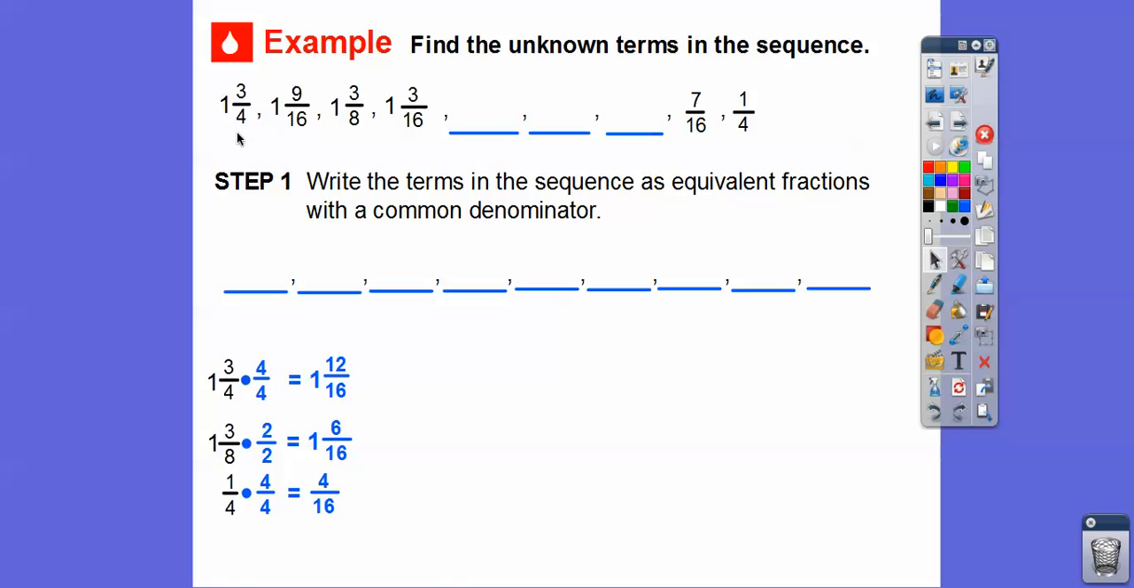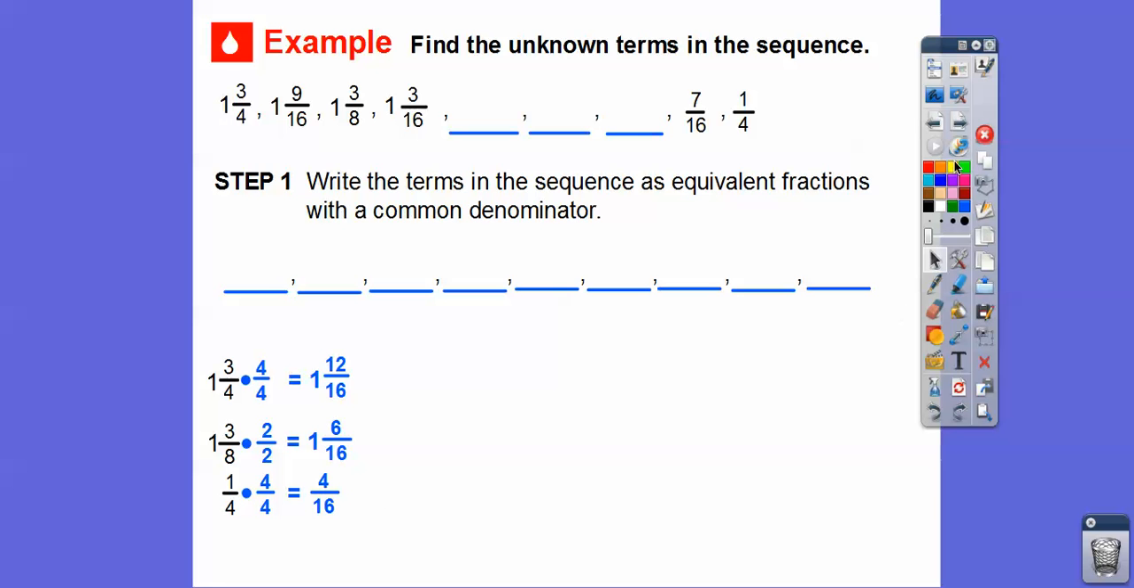Well, hopefully you can see that 4 goes into 16 and 8 goes into 16. So the common denominator is 16. So here's 1 3/4 converted to 16. We multiplied it by 4 over 4. Here's 1 3/8 converted to 16. Multiplied it by 2 over 2 because 8 times 2 is 16. 3 times 2 is 6, okay? And then 1/4 times 4 over 4 is 4 over 16.